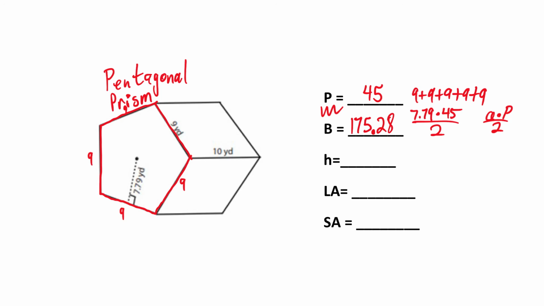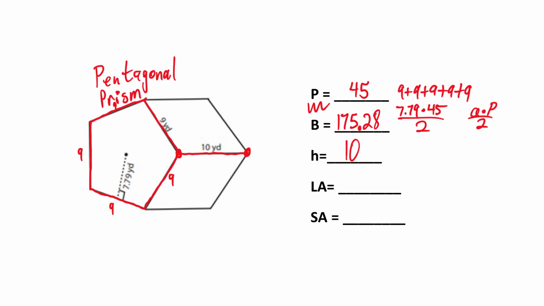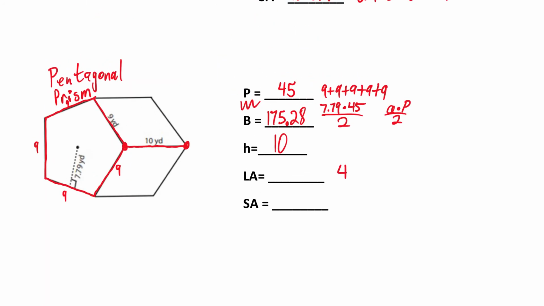Then what's the height of this prism? 10, because remember the height is the distance between the bases. 10 is how far it is between those two pentagons. So for lateral surface area, I'm going up here to this formula. For a prism, it's just P times H. So the P is 45, the H is 10, so I'm going to do 45 times 10, which is 450 square yards.